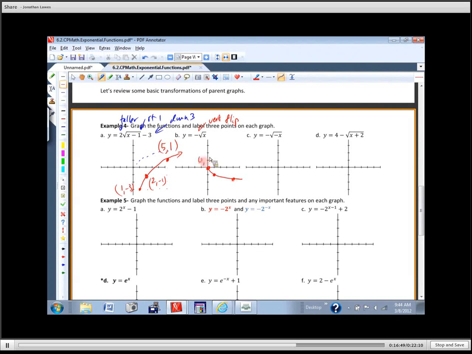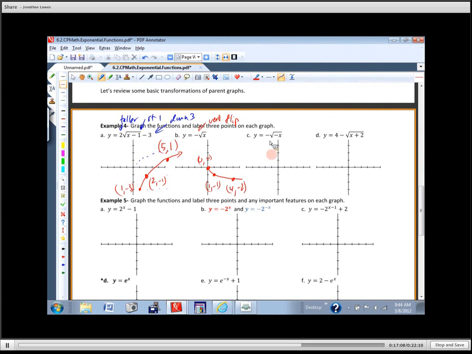Still 0, 0. Not 1, 1. Now it's 1, negative 1. And normally we go over 4 and up the square root of 4. We're going to go over 4 and down the square root of 4. So that's going to be 4, negative 2.